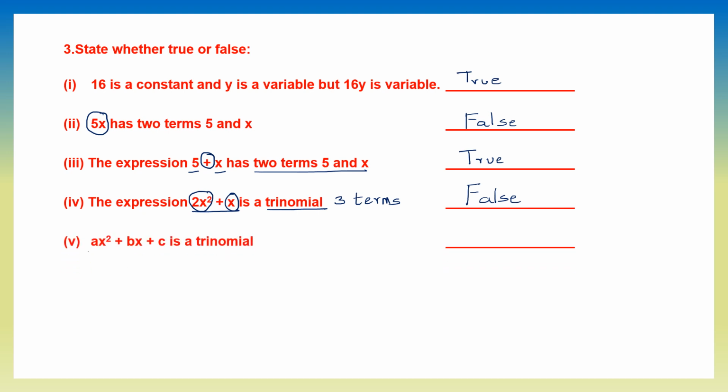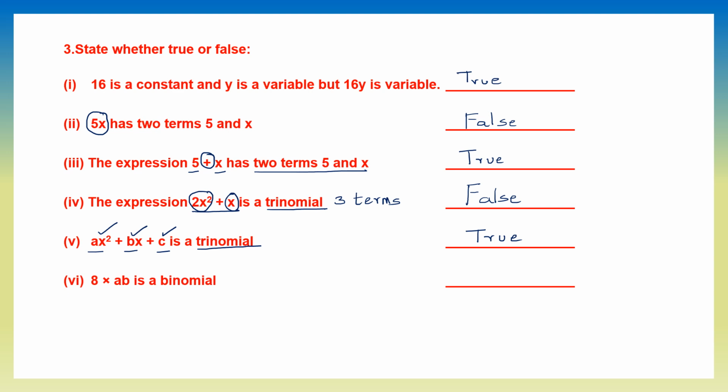Next one, ax square plus bx plus c is a trinomial. Trinomial means it should have three terms. And this is true. Ax square is one term, bx is another term, c is another term. So this statement is true.